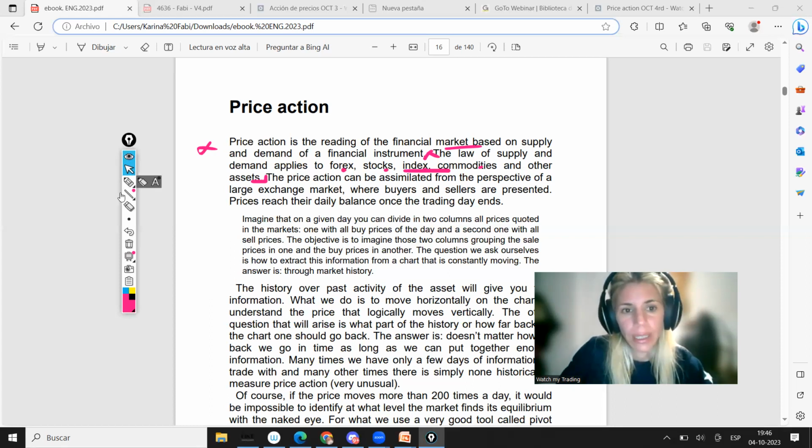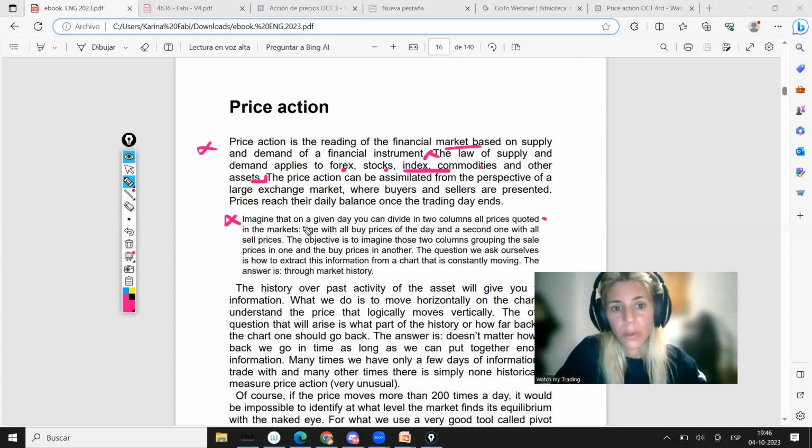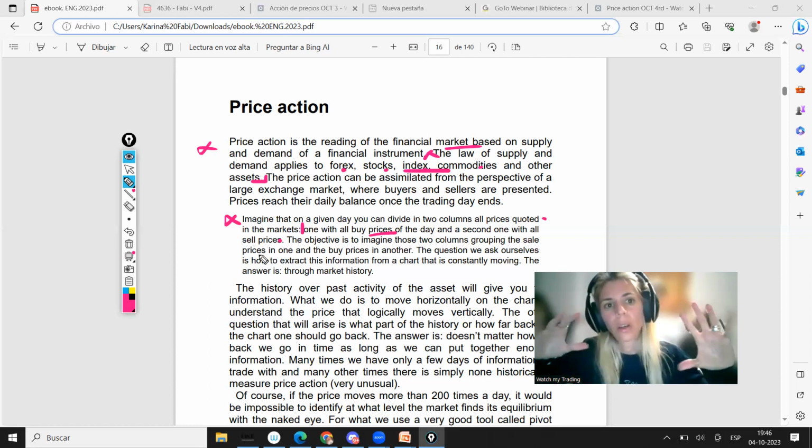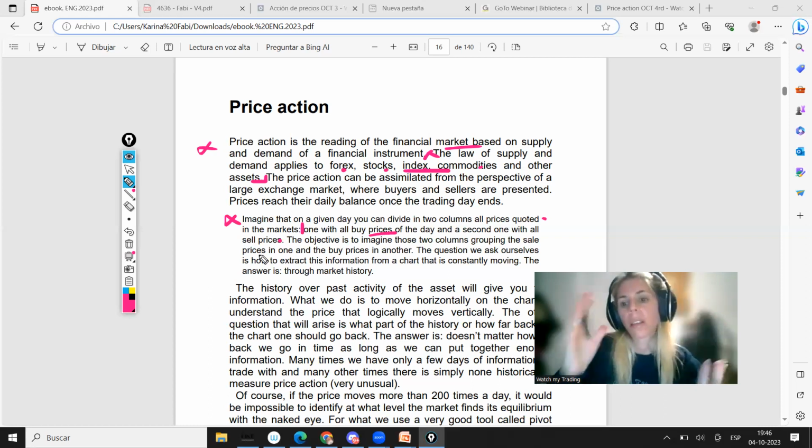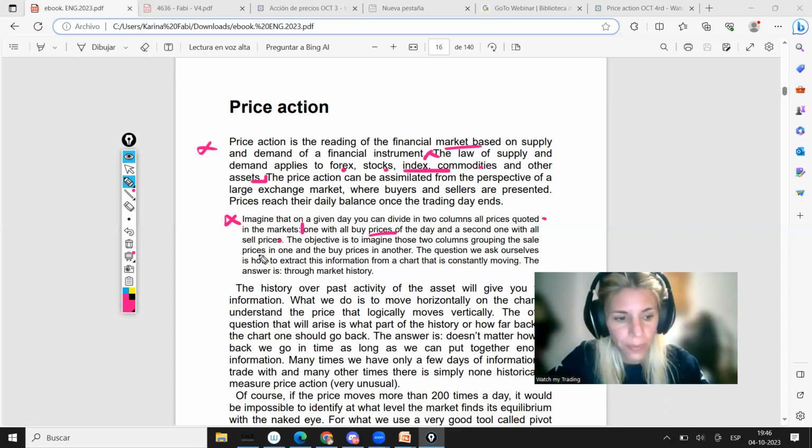And I like to exemplify how the price action is being simulated with this example. Imagine that on a given day, you can divide two columns, all the prices quoted in the markets. One with buy prices on one day, and the second column with all the sell prices. So you don't have the candlesticks moving around or the shapes of the charts, right? You have just one column sell prices and another one buy prices. Well, that's what price action is.